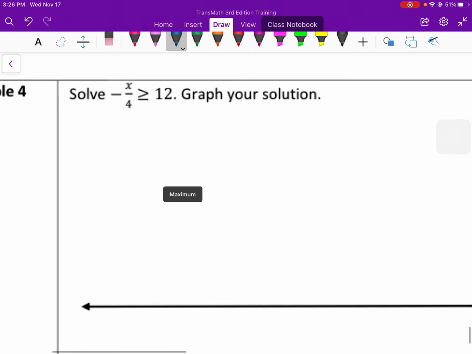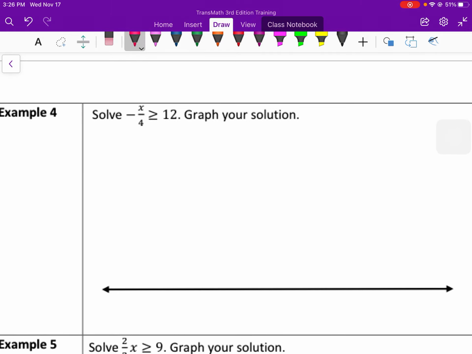Our next one, when we have a fraction problem like this, says negative x divided by 4 is greater than or equal to 12. That's the same thing as x divided by negative 4. So when you have a negative fraction, the negative can go with the top or the bottom. When you're having an equation like this, you want to put the negative with the number, the constant. So then if it's divide by 4, the inverse of dividing by 4 would be to multiply by 4.